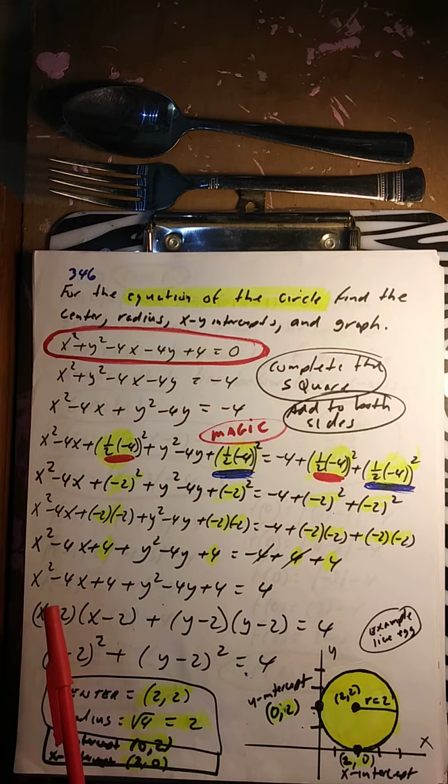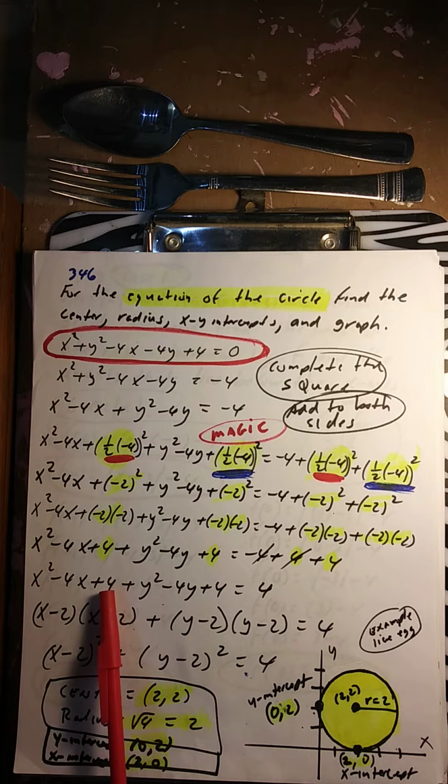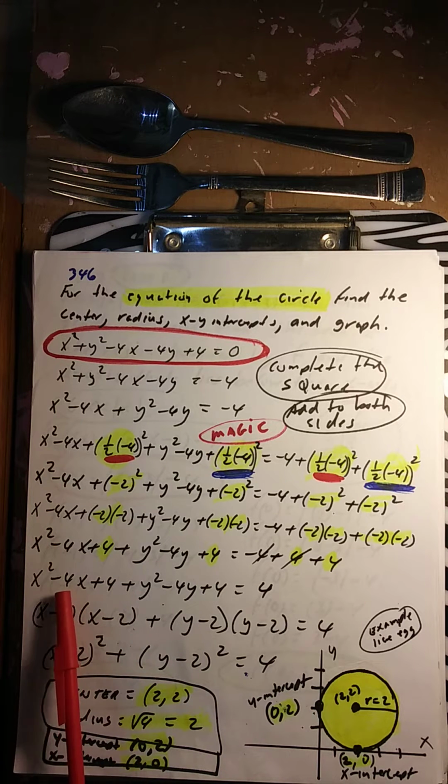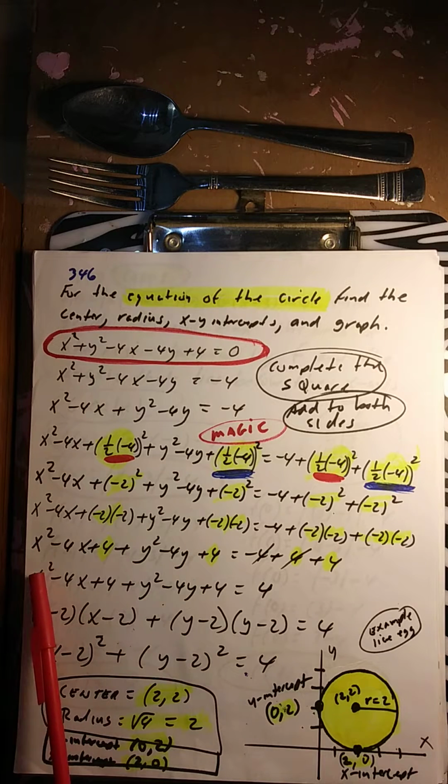Factor this out. This is x minus 2, is that right? A negative times a negative is a +4, a -2x and a -2x is -4x. X times x is x squared, yes.